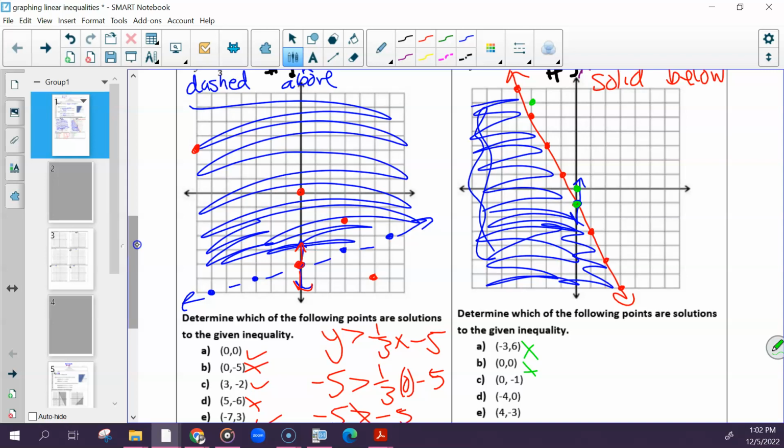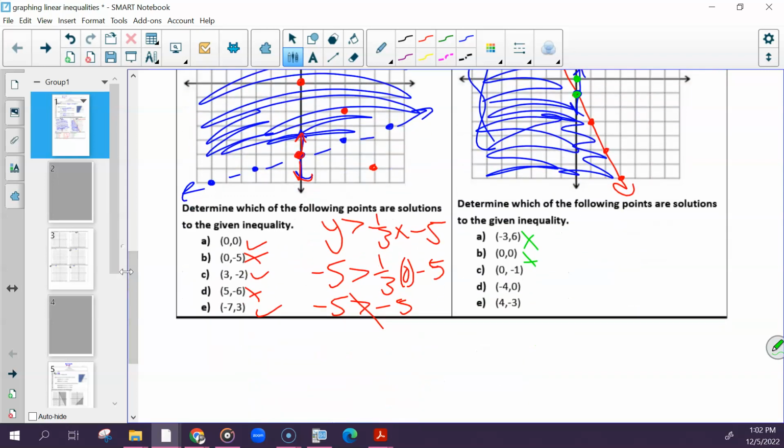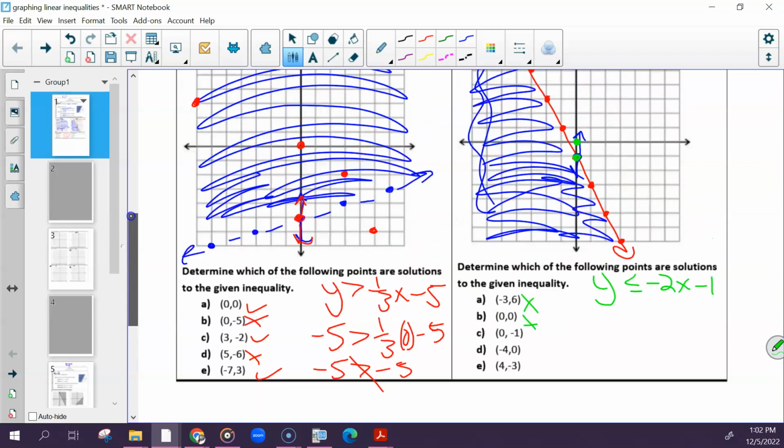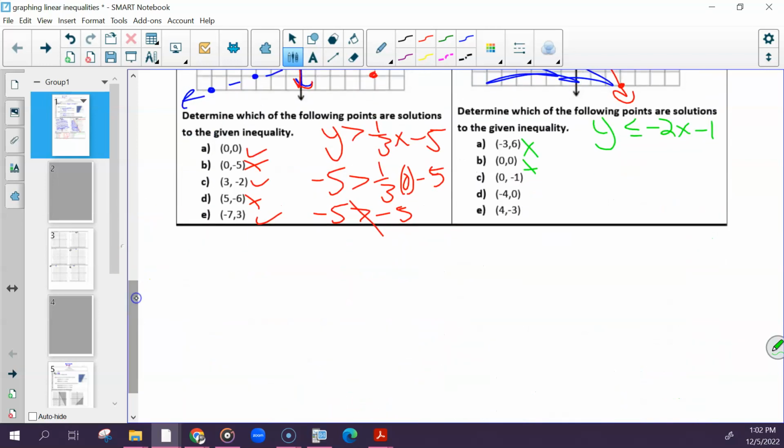But just to double check, we can put it back into the inequality. So this would be -1 is less than or equal to -2 times 0 minus 1. Or -1 is less than or equal to -1. Is this a true statement? Yes, because of the equal to. So that is a solution.